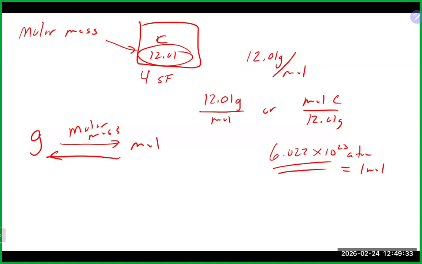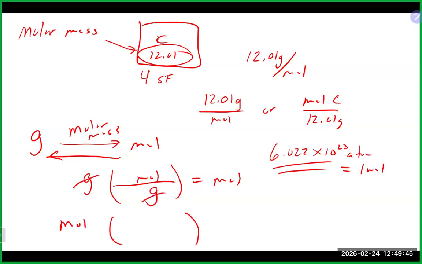So if you have grams, you're going to divide by the molar mass to get moles. Those will cancel. If you have moles and you want grams, you're going to multiply by the molar mass. Those will cancel, and that will get you grams. So that's a conversion we do a lot, especially in labs, to figure out how many grams you need to weigh out and things like that. So using the molar mass.